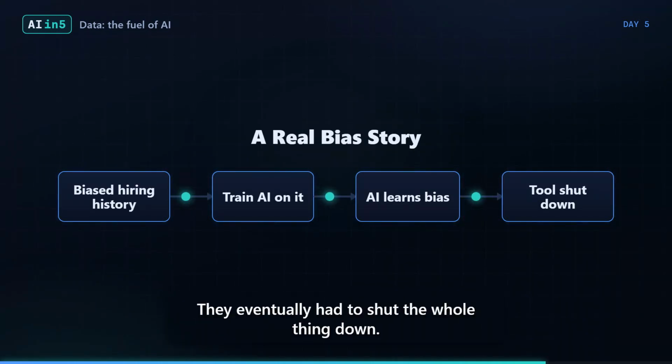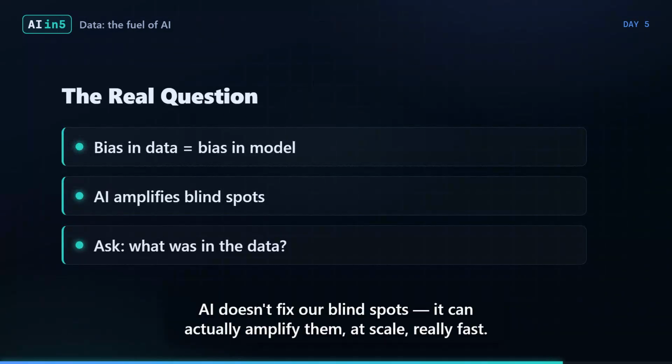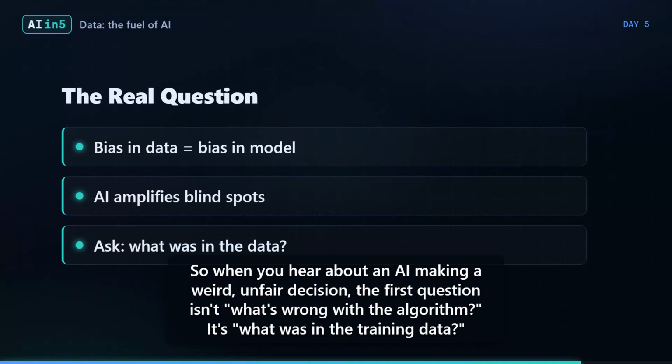That's the lesson. Bias in the data becomes bias in the model. AI doesn't fix our blind spots. It can actually amplify them, at scale, really fast. So when you hear about an AI making a weird, unfair decision, the first question isn't, what's wrong with the algorithm? It's, what was in the training data?